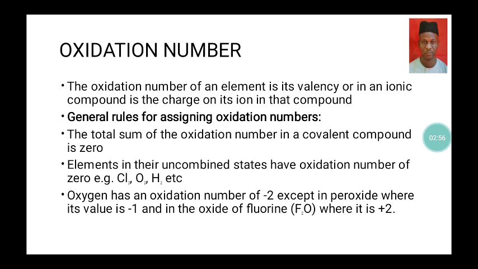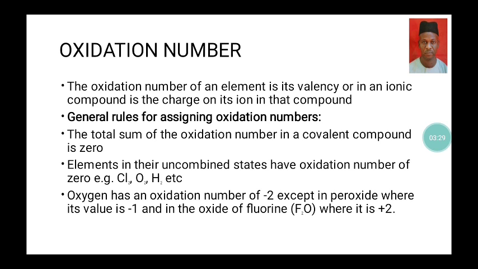The total sum of the oxidation number in a covalent compound is 0. Elements in their uncombined state have oxidation number of 0. For example, chlorine in an uncombined state, that's Cl2, oxygen O2, hydrogen H2. In that state, they have an oxidation number of 0.